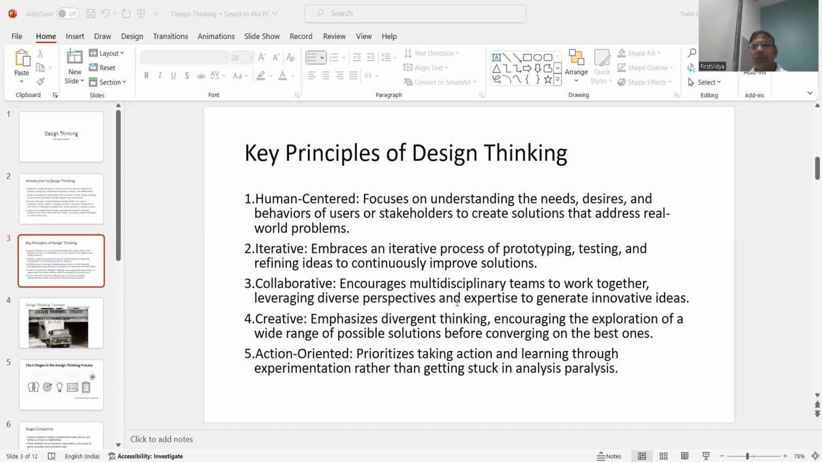It has to be collaborative, so everyone should be on the table. Somebody from manufacturing should also be there, somebody from retail should also be there. Everybody should be there for the designing. And it has to be creative. It should not be a conventional approach. Some new approach, some new creativity should be there. It should be action oriented. We don't just talk about this, we try to implement it.